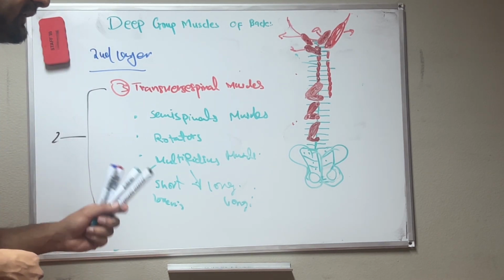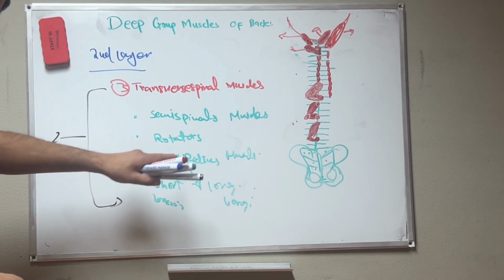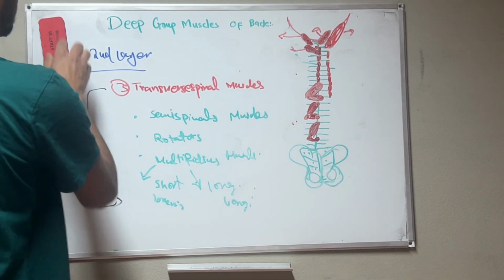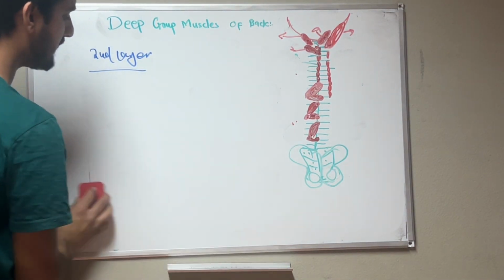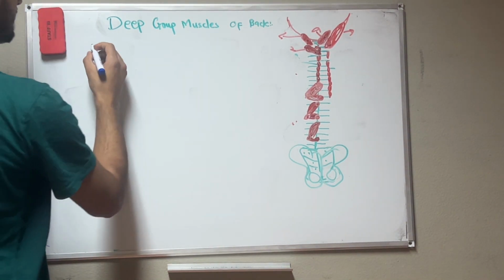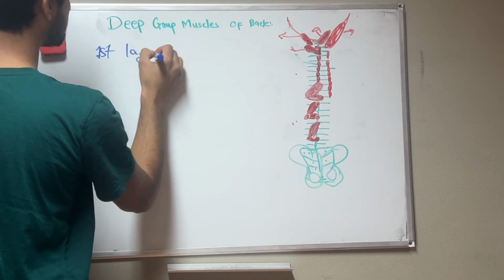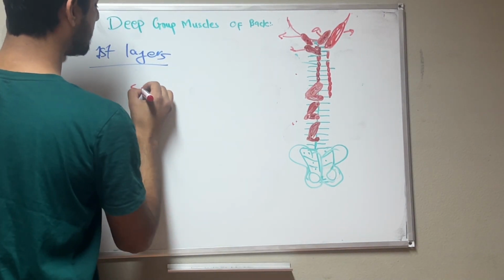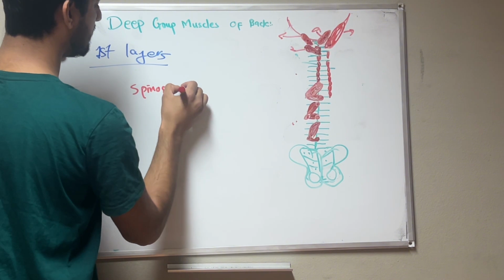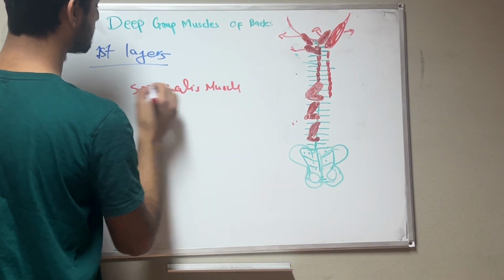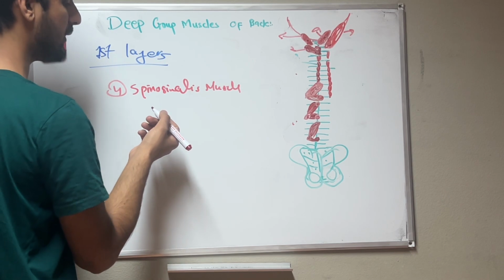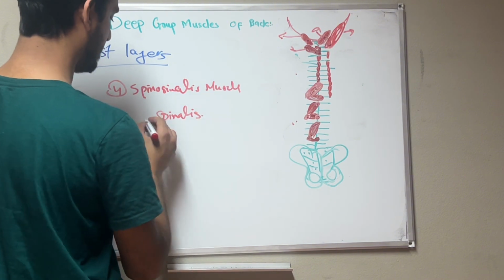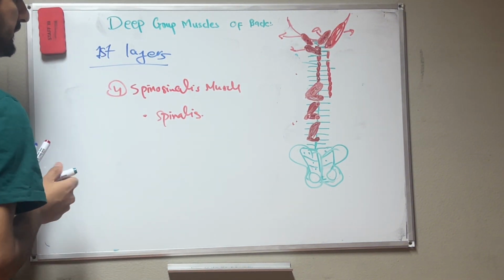This is the second layer: the transverse spinalis muscle, which includes the semispinalis, rotator and multifidus muscles. Then for the first layer, which muscles do we have? In the first layer we have the spinalis muscle. Spinalis is one muscle.